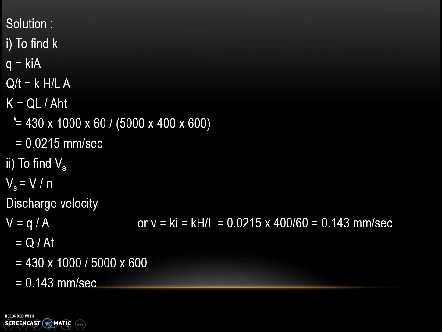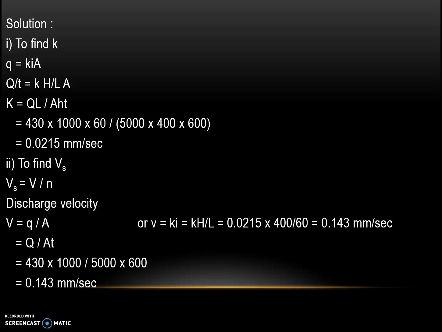So to find K, we have the formula QL divided by A into H into T. Q is 430 into 1000, L is 60, whole divided by area is 5000, H is 400 and T is 600. With this we get K in mm per second as 0.0215. To find Vs, we have the formula V divided by n.